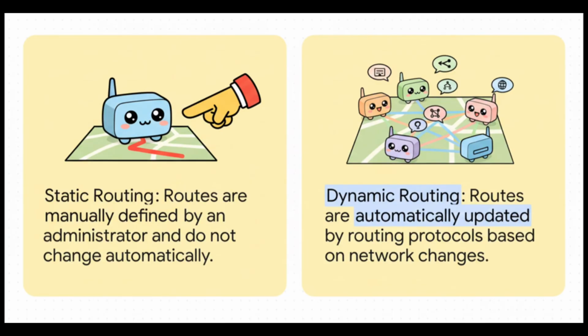Static routing, on the left, is exactly what it sounds like. It's fixed, it's manual, it's like typing an address into your GPS before you even leave the driveway. On the other hand, you've got dynamic routing. This is the cool stuff. The routes update automatically. It's way more like a modern GPS app with live traffic updates, always finding the absolute best path for you right now.